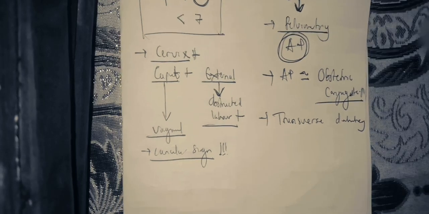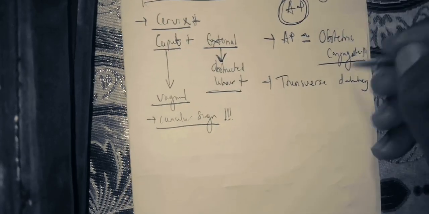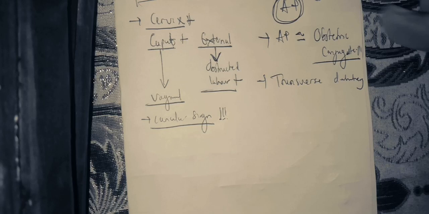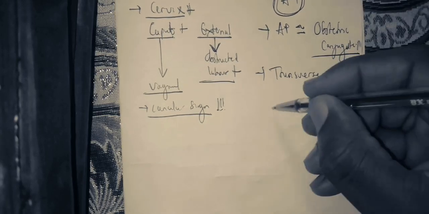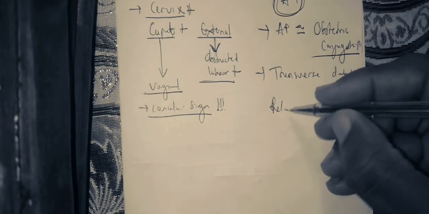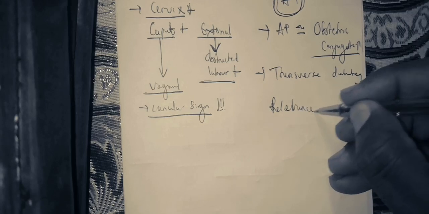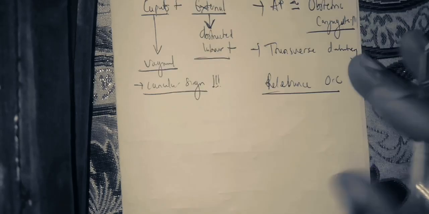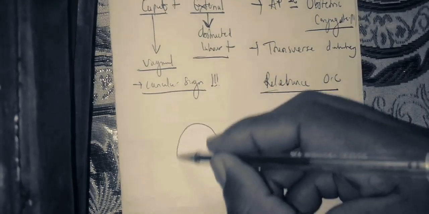Is it clear? So those are the different elements. So I'll start with the obstetric conjugate. How do you measure it, and what is the relevance of the obstetric conjugate? Now let us say that this is our pelvis here.